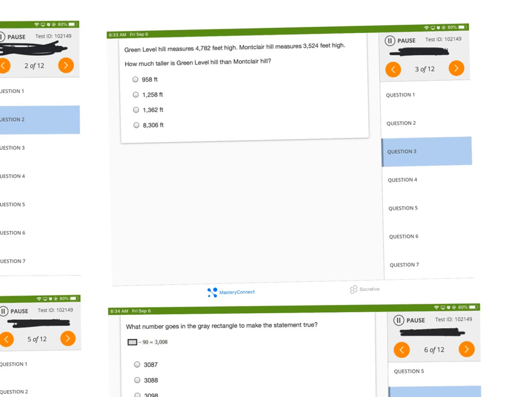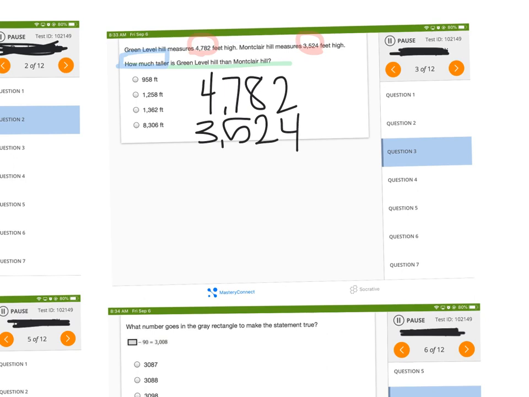So again, with our cube strategy, we're going to circle any numbers that we see. So that would be this one right here. I'm going to underline my question. I'm going to box in clue words. How much taller? That lets me know I'm going to subtract. So I need to take the largest number and put it on top, and the smaller number on the bottom, and I need to find the difference.